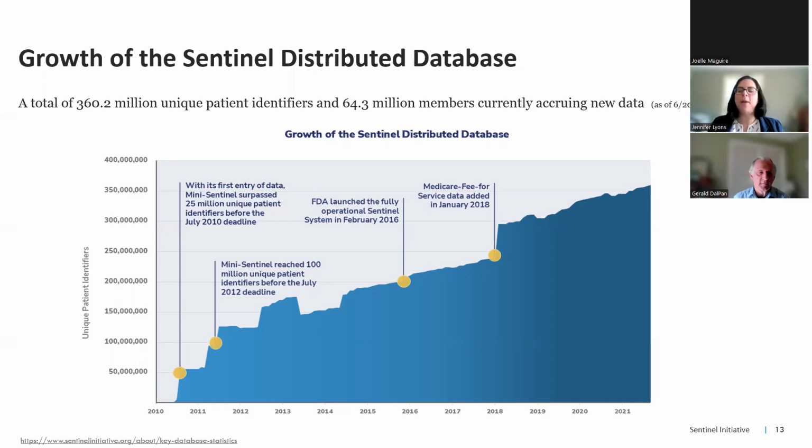This figure here gives a sense of the current size of the system and how it has grown over time. So early on in the Mini-Sentinel phase, which was the pilot phase of Sentinel, we reached the goal of 100 million unique patient identifiers, and that was in 2011. Another big milestone to note is the point where Medicare fee-for-service data were brought in January 2018, and you can see that large increase. So with the large numbers comes a greater ability of the FDA to investigate medical product safety, and particularly the ability to evaluate those products with low use, as well as rare disease outcomes.